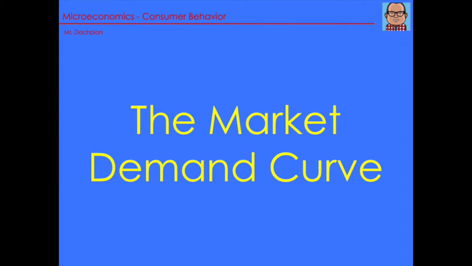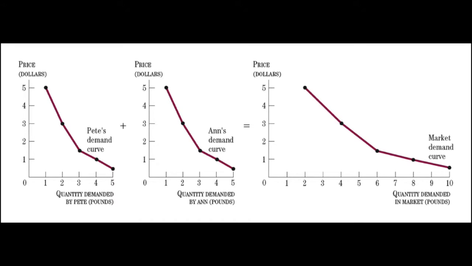The market demand curve is the horizontal summation of all individual demand curves for a good, also simply called the demand curve. This graph shows an example of the horizontal summation of individual demand curves to derive the market demand curve. Even if the demand curves of individuals are not smooth, the market demand curve will be smooth because people have different tastes and preferences.